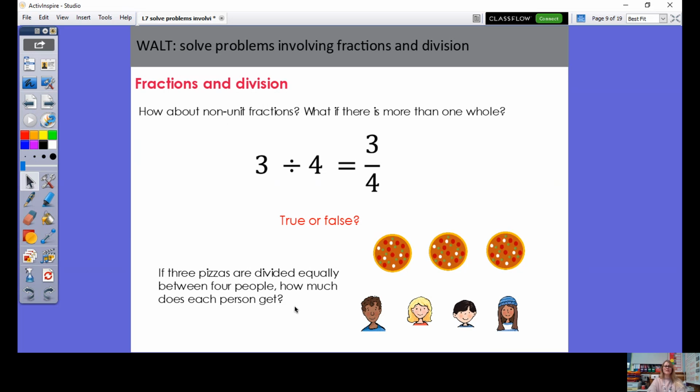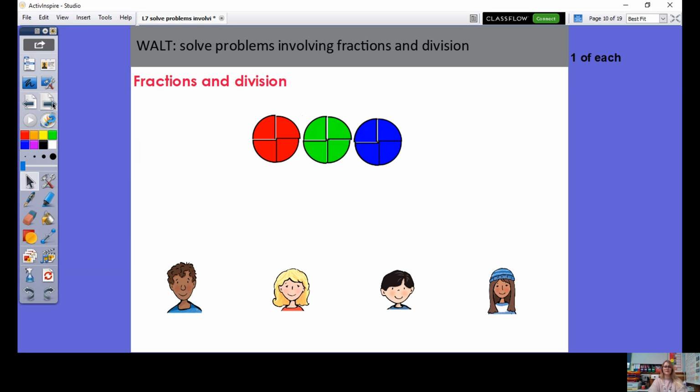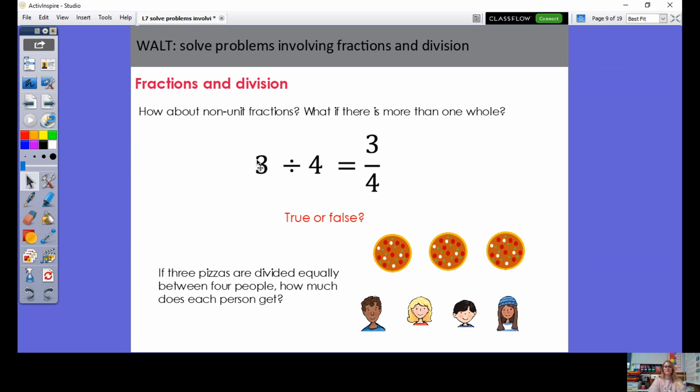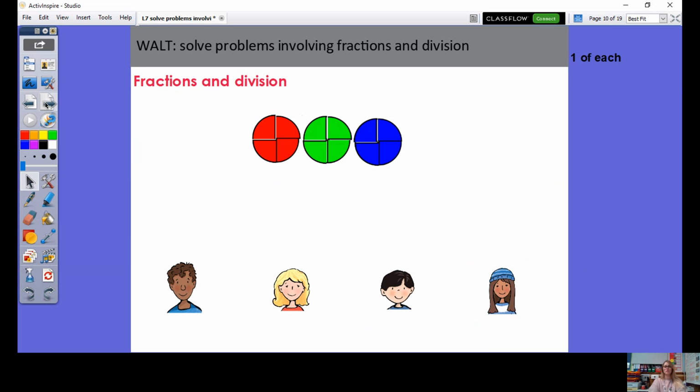Now, it might be a little bit trickier to think about this in your head this time, whether it's true or false, because it's a little bit trickier to split up these pizzas in your head. So let's have a look and see if it works. So I've got my 3 pizzas and I'm dividing them equally between 4 people. 3 divided by 4. So let's have a look what fraction they get and whether it is going to equal 3/4. So there's a few different ways that I could split this up, and we're going to have a look at each one and see if it's going to give me the same answer.